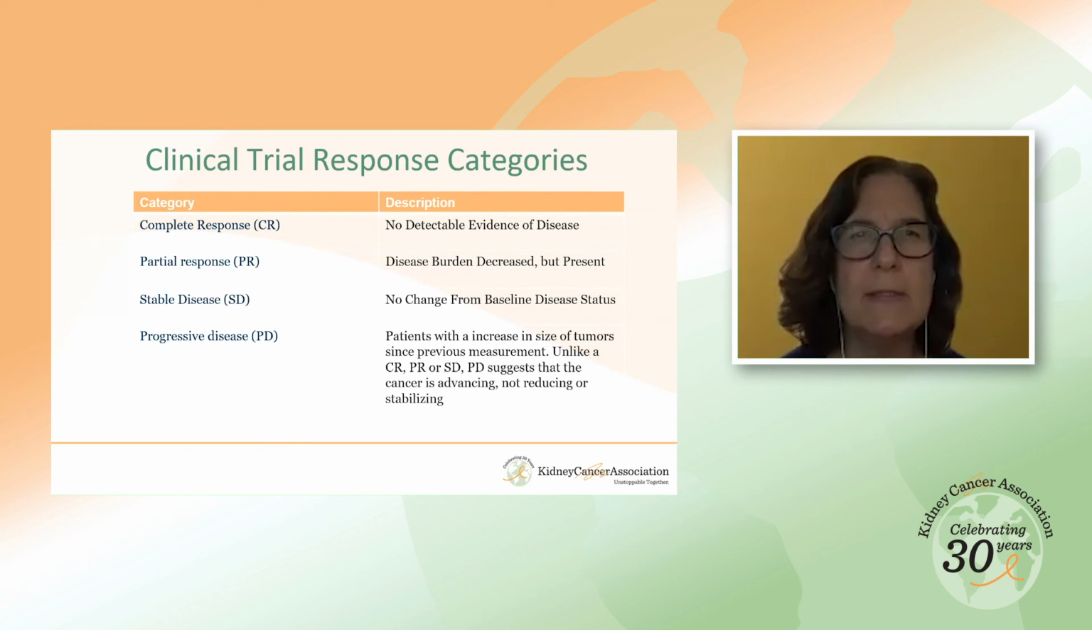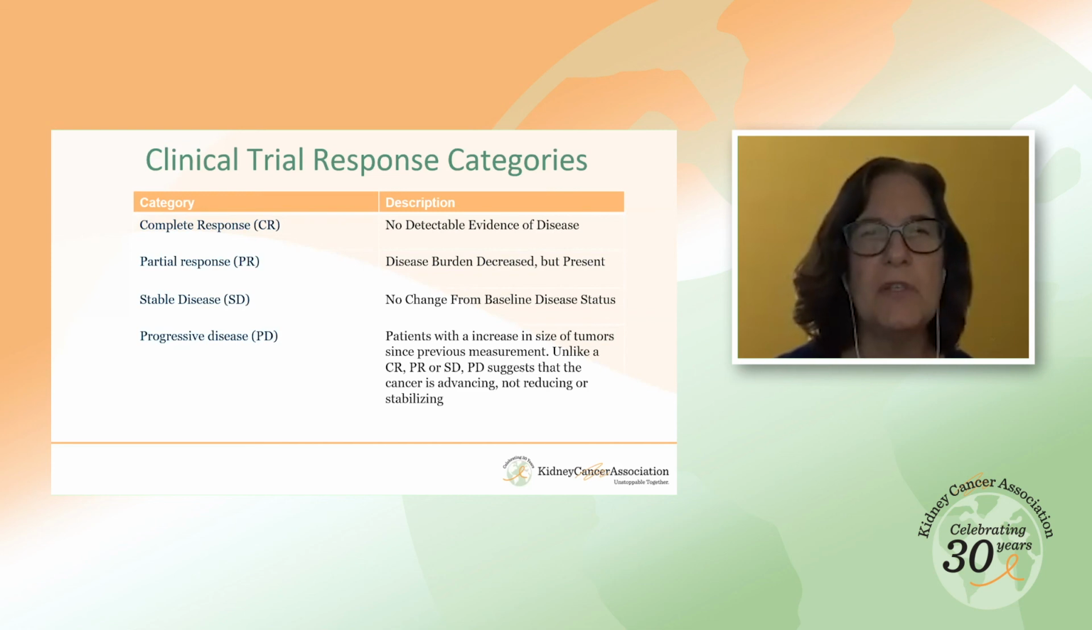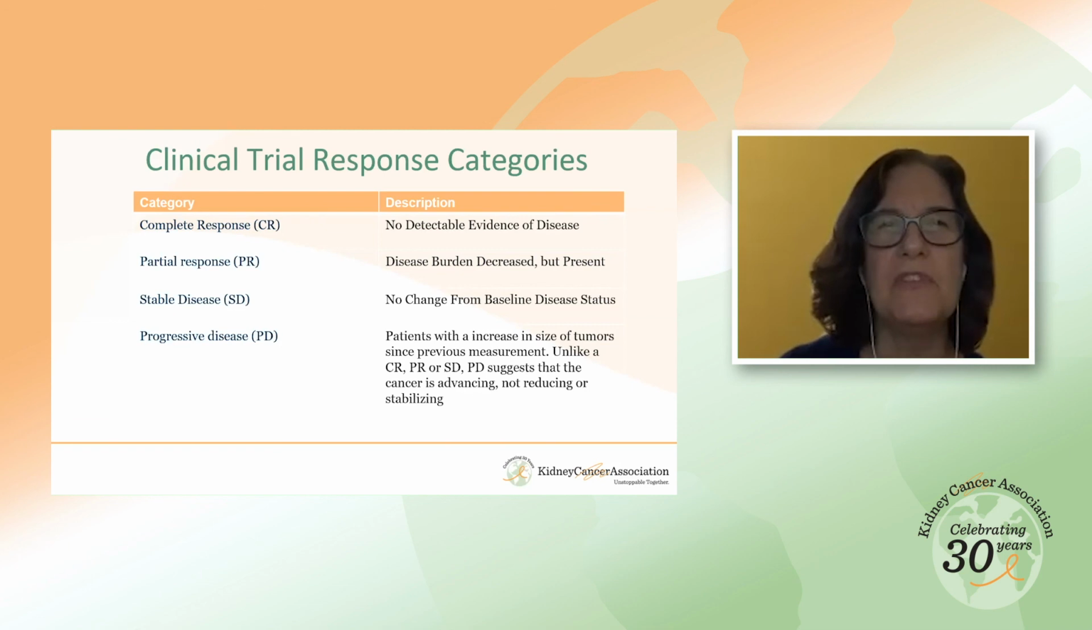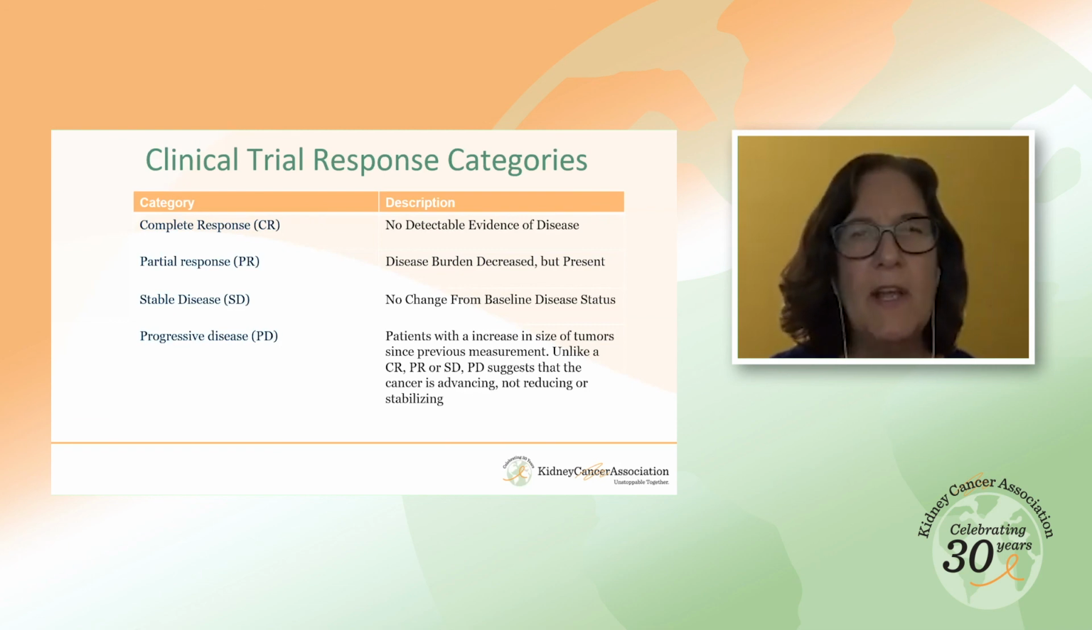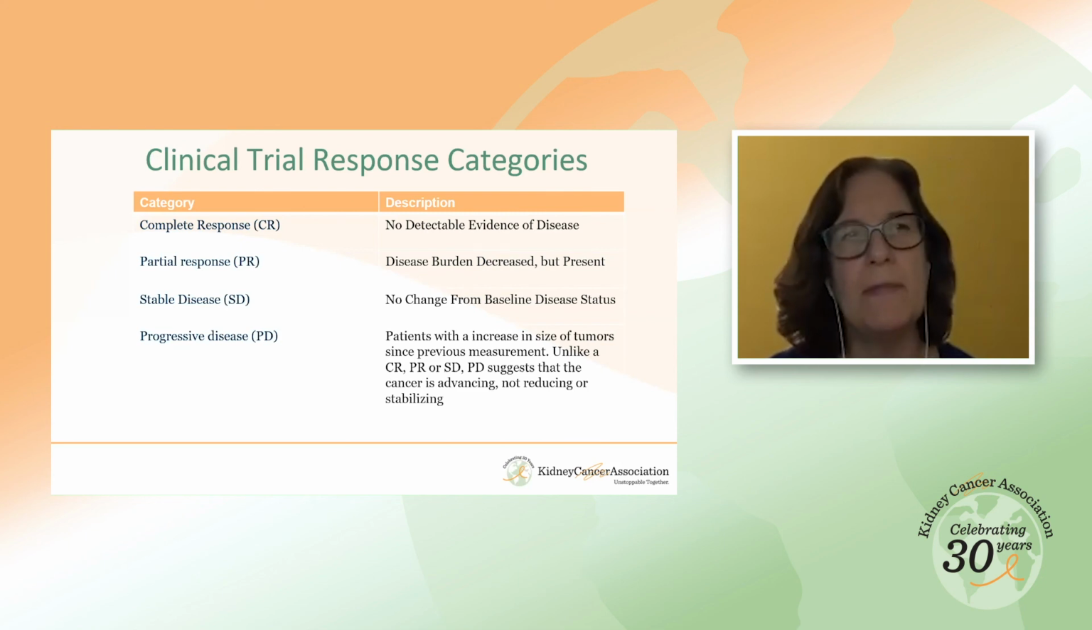Partial response, disease is decreased in size, but still present. Stable disease, there is no change or minimal change in disease from baseline. Progressive disease or progression of disease, when a patient's scan shows an increase in size of disease and or new disease. The methods used to determine response are the RECIST or IR RECIST. The protocol states which method and version.